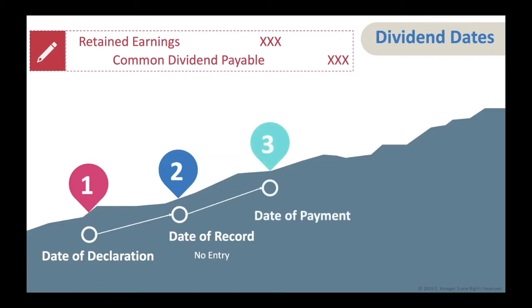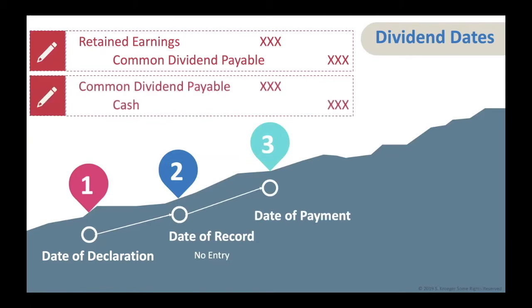The final date is the date of payment. Just like it sounds, it is the date that the company pays their shareholders the dividends. On this date, the liability no longer exists and cash is paid out. The journal entry is a debit to common dividend payable. This is done to remove the liability off the books.